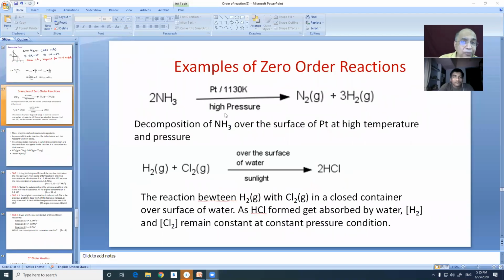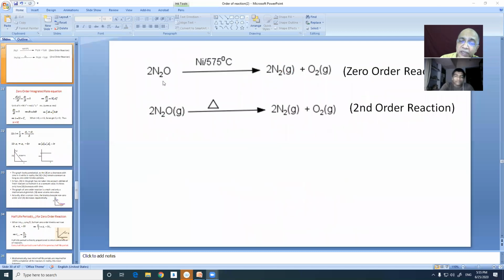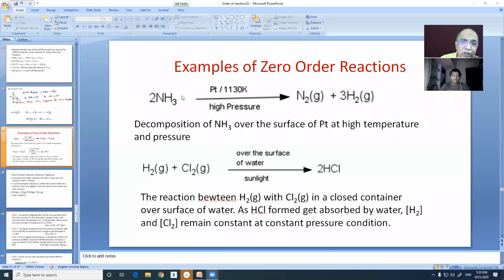Now, some of the other examples of zero order reaction is the decomposition of ammonia over platinum surface. And see the interesting example. This is over catalyst, okay, understandable. The decomposition of N2O, I'm sorry, laughing gas, N2O, that we took, over catalyst. And similarly, decomposition of ammonia over catalyst is understandable. But here there is no solid phase. Here, hydrogen and chlorine are reacting over the surface of water. That has been found to be zero order with respect to both.